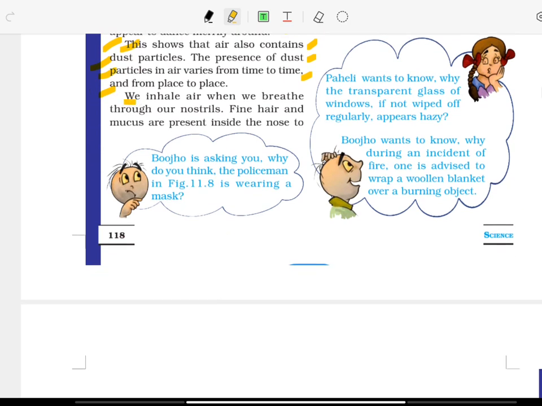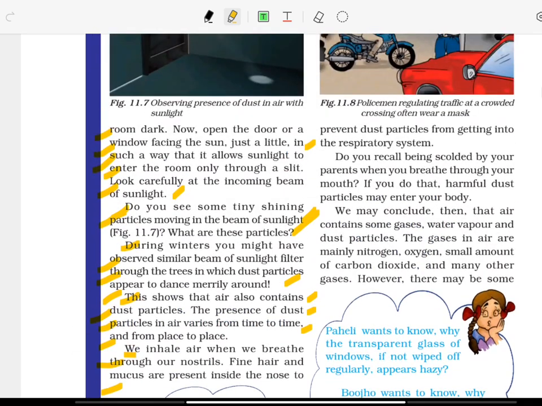We inhale air when we breathe through our nostrils. Fine hair and mucus are present inside the nose to prevent dust particles from getting into the respiratory system. Do you recall being scolded by your parents when you breathe through your mouth? If you do that, harmful dust particles may enter your body.